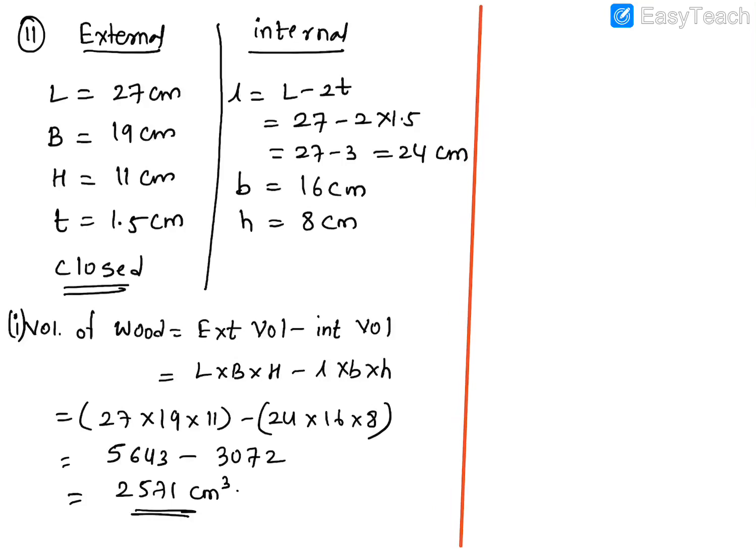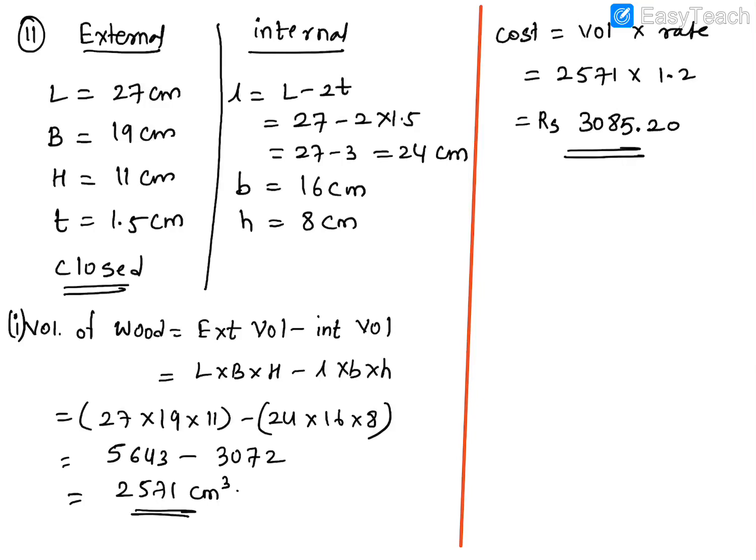How to find out the cost? Cost is equal to volume into the rate. So the volume of wood is 2571 into what is the rate? 1.2. So whatever answer you got, you multiply it by 1.2, you will get the cost. So the cost will become rupees 3085.20. Okay, this many rupees. So that's the second part of the problem.